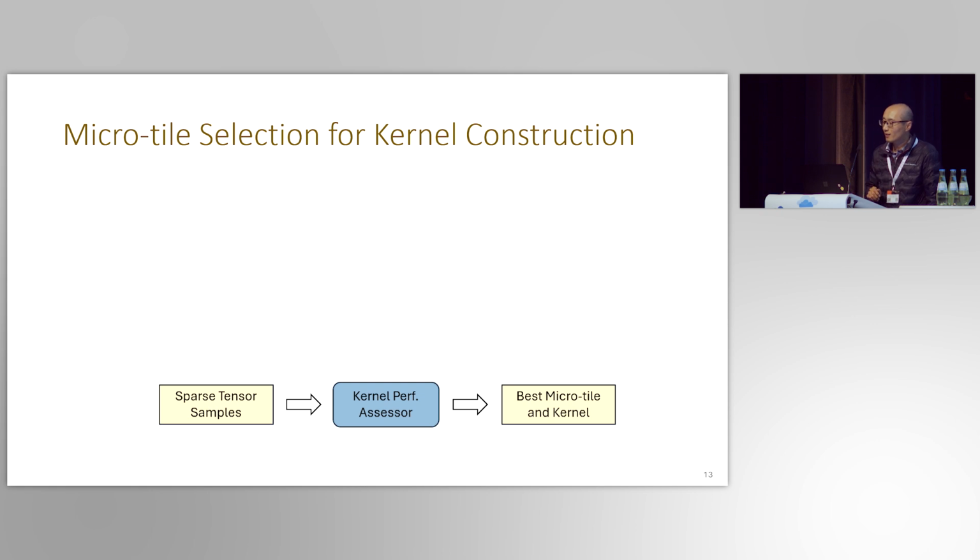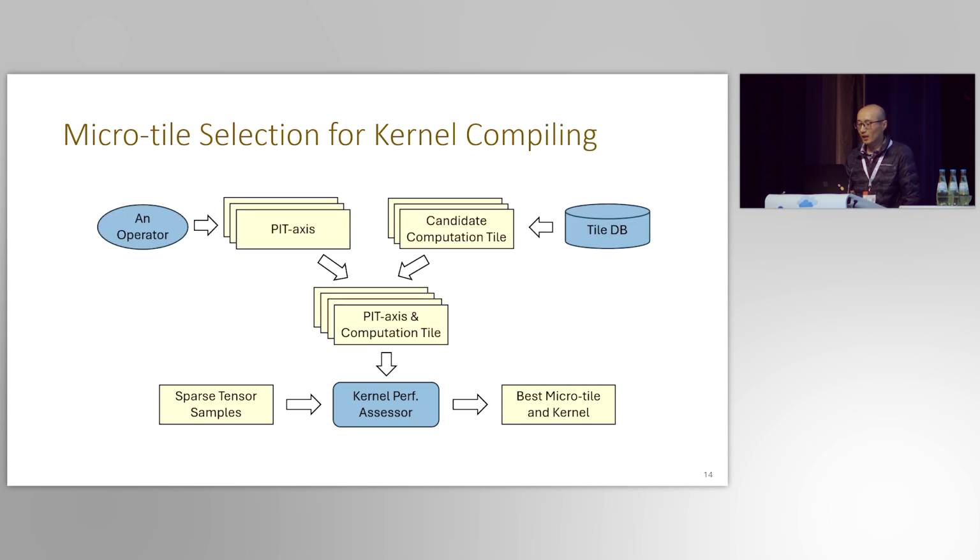For constructing the best sparse kernel for online execution, we use the statistical method, that is using some sparse tensor samples to evaluate the performance of the derived kernels and select the best one. This is how the sparse kernels are derived. An operator usually has multiple PIT axes. It also has different dense tiles with different shapes, such as 32 times 32, 64 times 64, which are stored in a tile DB. The combination of a PIT axis and a dense tile produces a concrete sparse kernel.